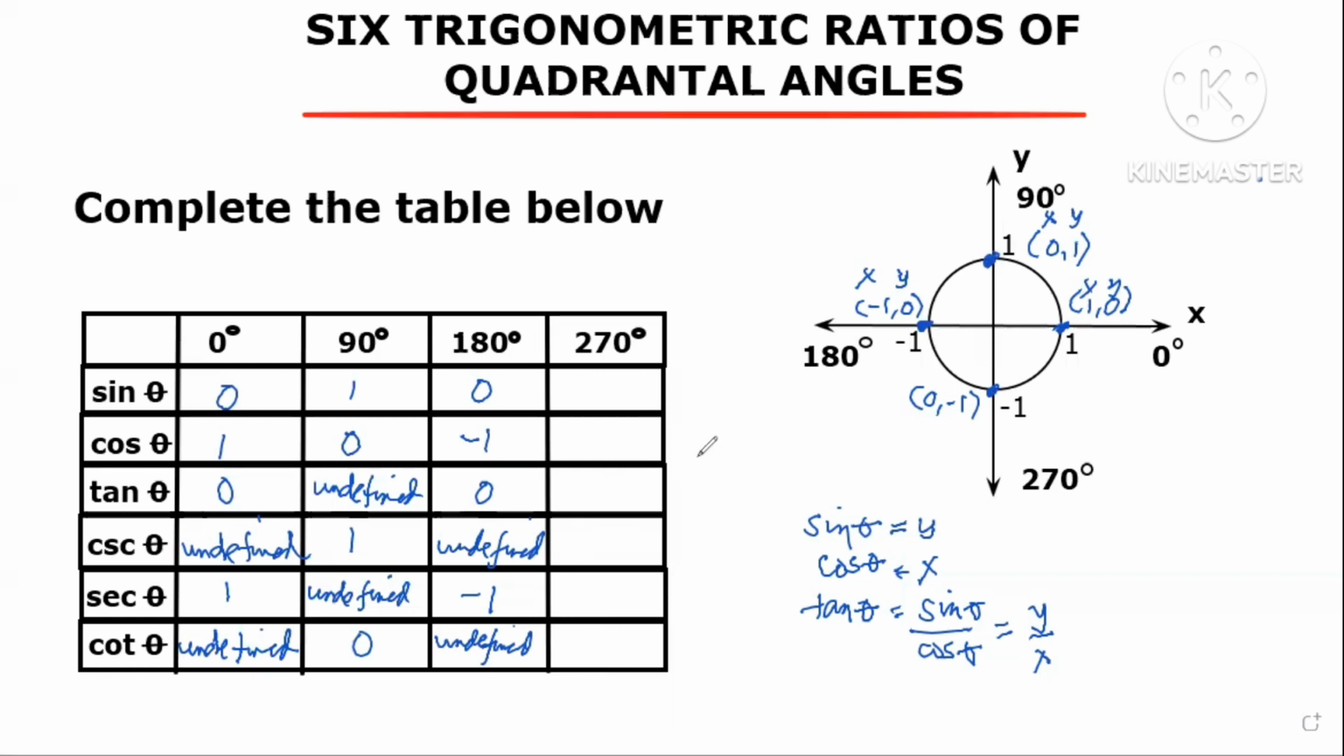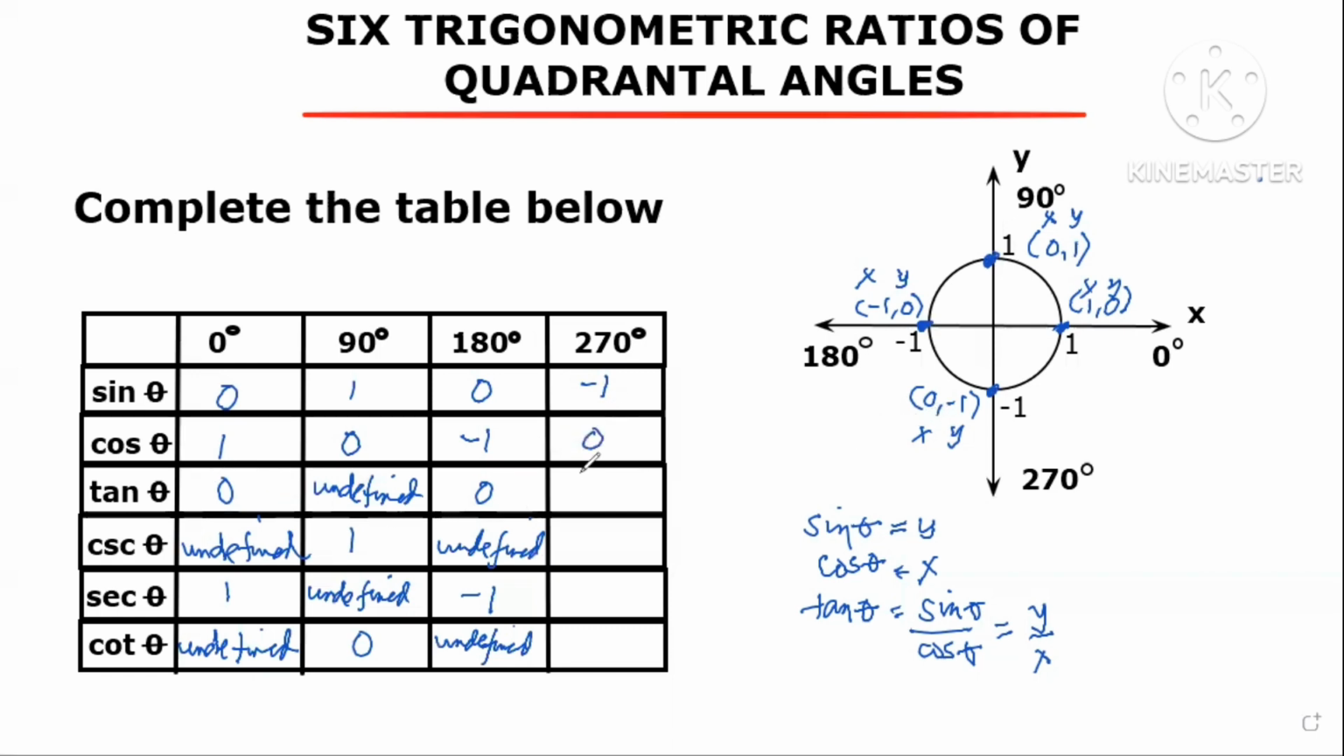O di po ba, kailangan bang i-memorize yan? Basta may unit circle kayo, hindi po kailangan i-memorize itong table na to. Now, let's go to 270 degrees. So, 270 degrees, meaning this is our x coordinate, this is our y coordinate. So, what is sine 270? Sine 270 is negative 1 because the y coordinate at this point is negative 1. So, sine 270 is negative 1. What is cosine? Cosine is 0 because the x coordinate is 0.